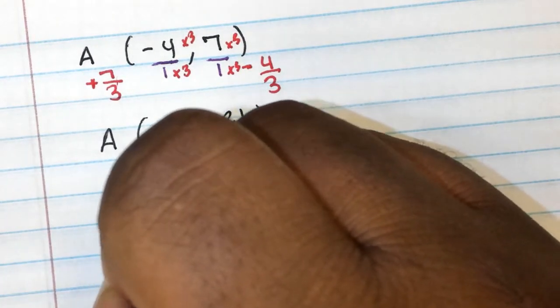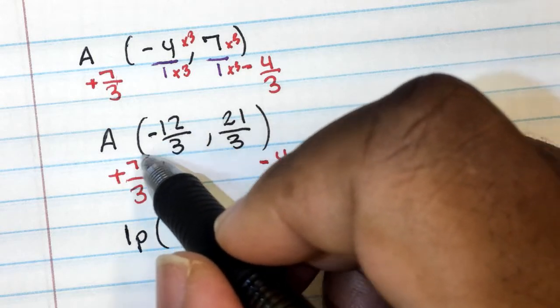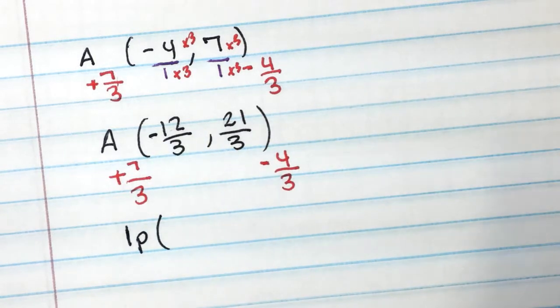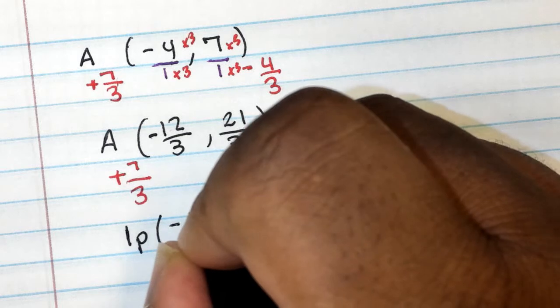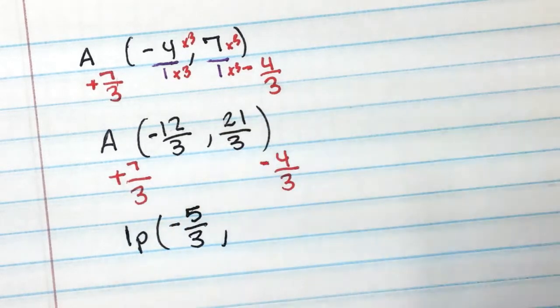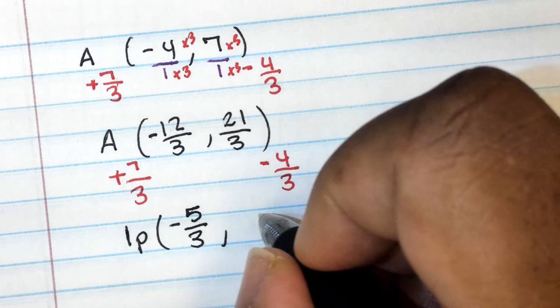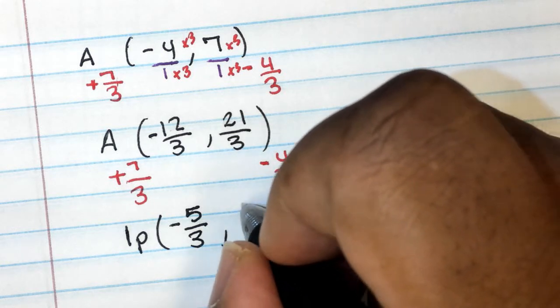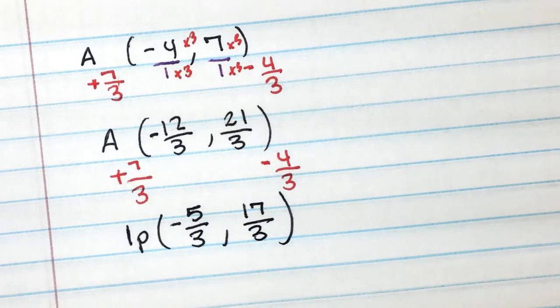The first partition, when we do that, negative 12 plus 7, what is that? I can't think. Negative 5? Yeah. So first partition is going to be negative 5 over 3. And then 21 minus 4. 17 over 3. Thank you. My brain isn't working right now.